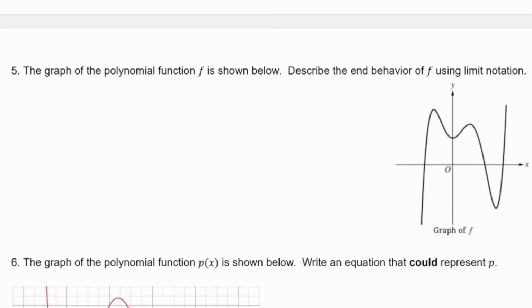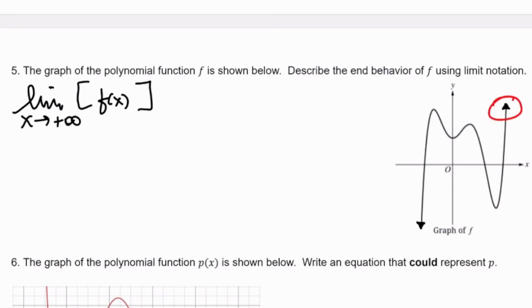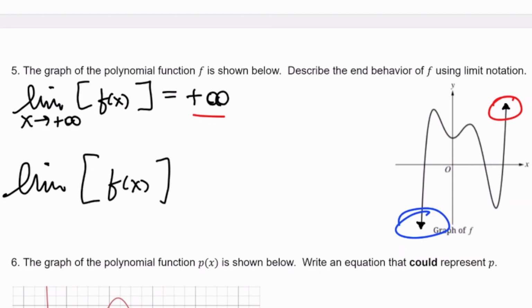All right, now we're looking at a graph and going to describe the end behavior of f using limit notation. Now I do think we are assuming that this graph, let's put some arrows here. Okay. And all right, well, we can describe this end behavior. We'll say this is the graph of f, so that the limit of f of x as x approaches positive infinity, okay, as I go farther to the right, I'm going up. That's going to be positive infinity. And then as x approaches negative infinity, I'm going to continue to go down. So I'll say that the limit of f of x as x approaches negative infinity is negative infinity.